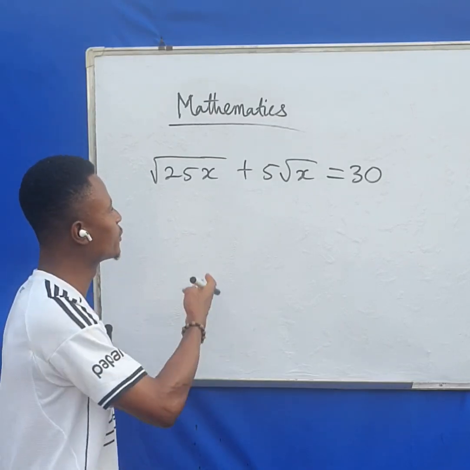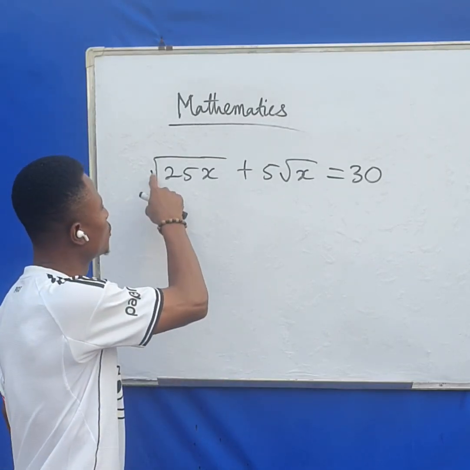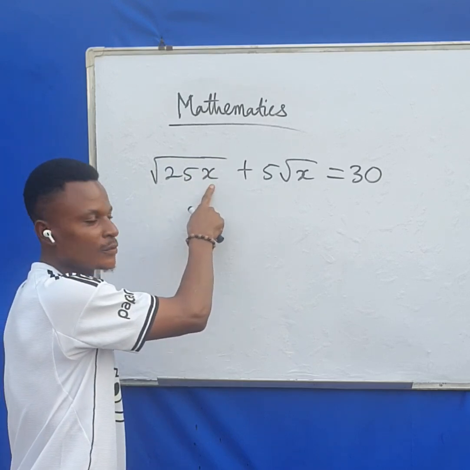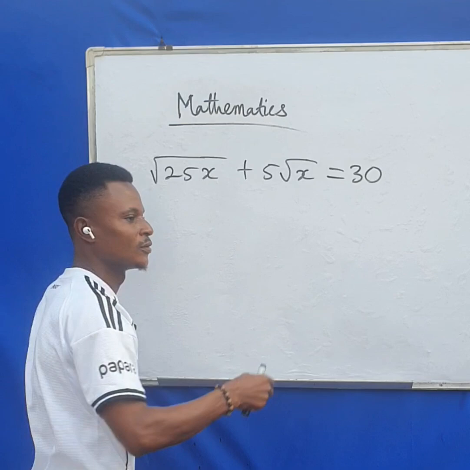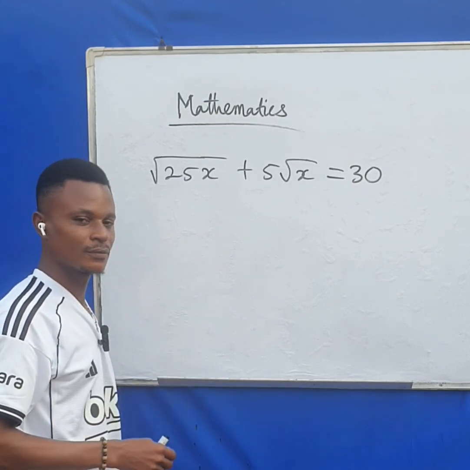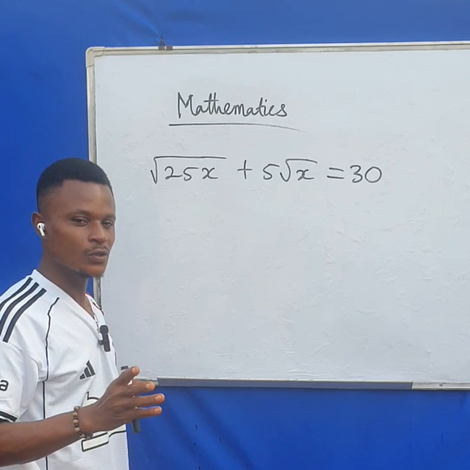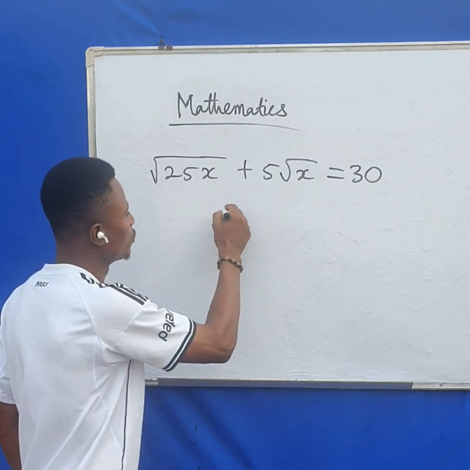Let me show you how to solve this math question on the board. We are given square root of 25x plus 5 root x equal to 30, and we are expected to find the value of x. If you want to solve this question correctly, this is what you need to do. Here is the solution.